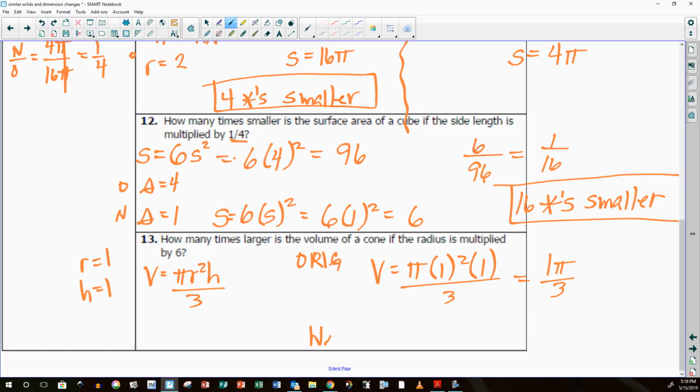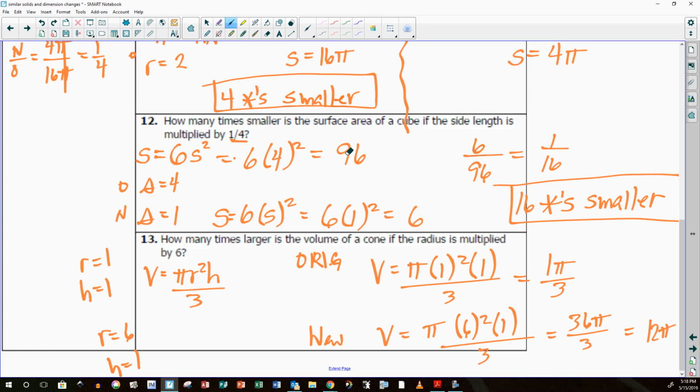The new is going to be, well, let me see. It says that the radius is multiplied by 6. So now my radius is 6, but my height is still 1. So you're taking a can and you're making it wider, but you're not changing the height. So pi times 6 squared times 1 divided by 3. So that's going to be 36 pi over 3, which is 12 pi.